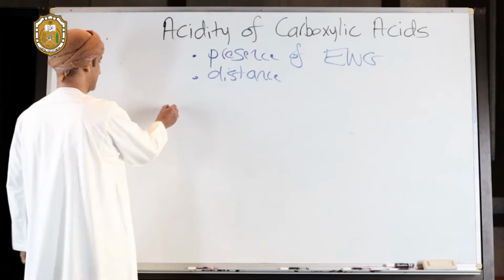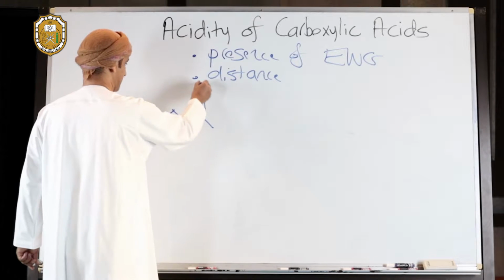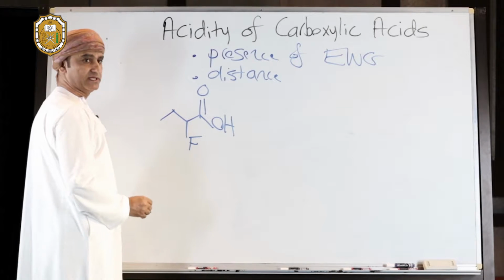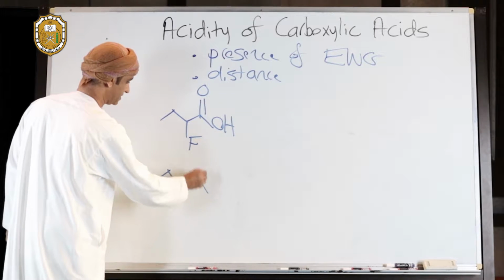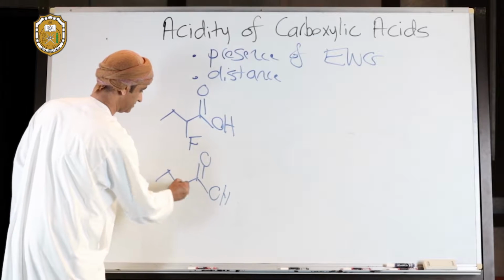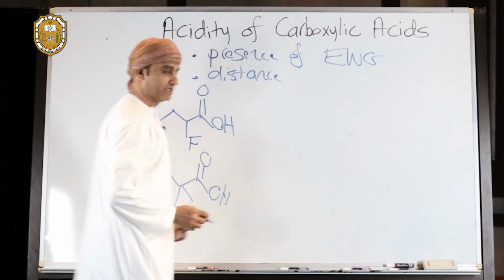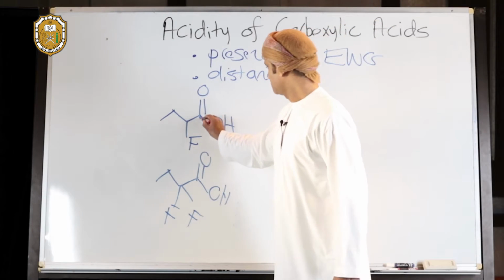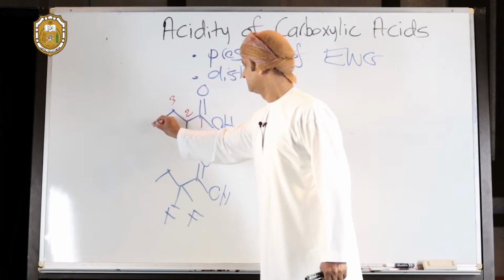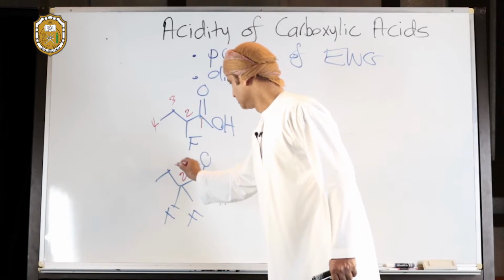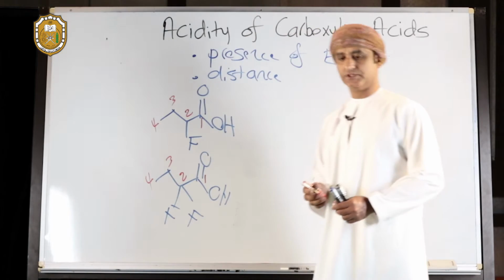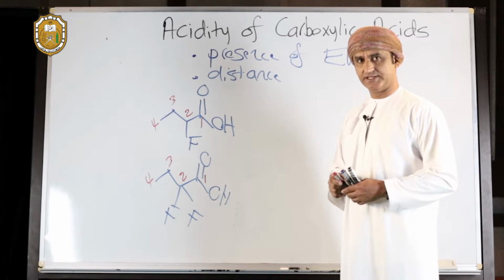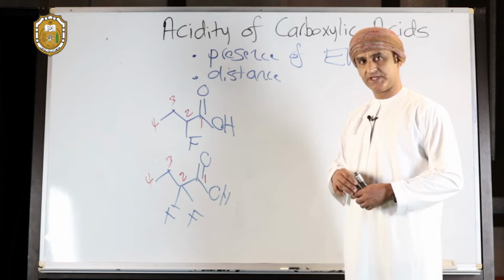Let's take examples. If you take butanoic acid, but this has only one fluorine that we have seen before, and this butanoic acid has two fluorine groups. So this is 2-fluoro-butanoic acid, whereas this one is 2,2-difluoro-butanoic acid. It's clear enough that there is an additional inductive withdrawal in the second case.